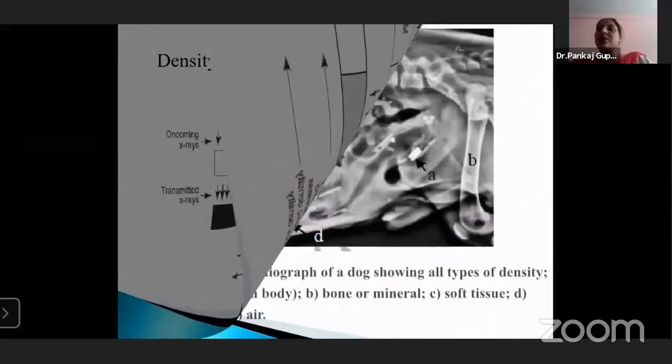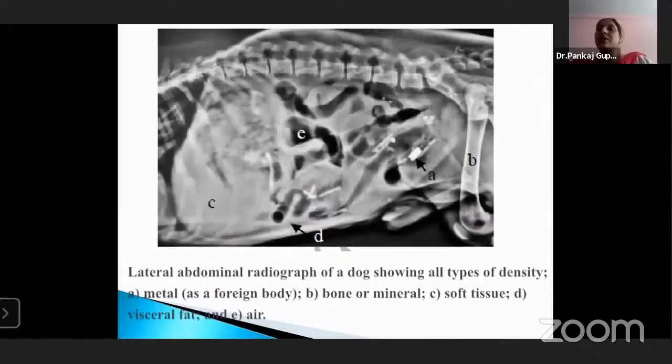Now next, this is the radiograph of the abdomen of a dog. You can well appreciate the different densities. A is the metallic density, which is appearing white. It means it has blocked all the photons. B shows the bone density. It is darker than the metallic density. C is the density of soft tissue. It has absorbed fewer photons than B. D is of fat tissue density, and E is the air density, that is completely black.